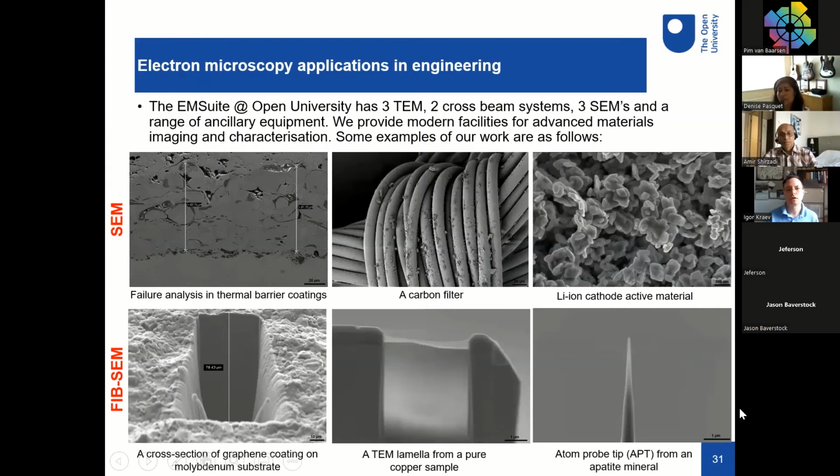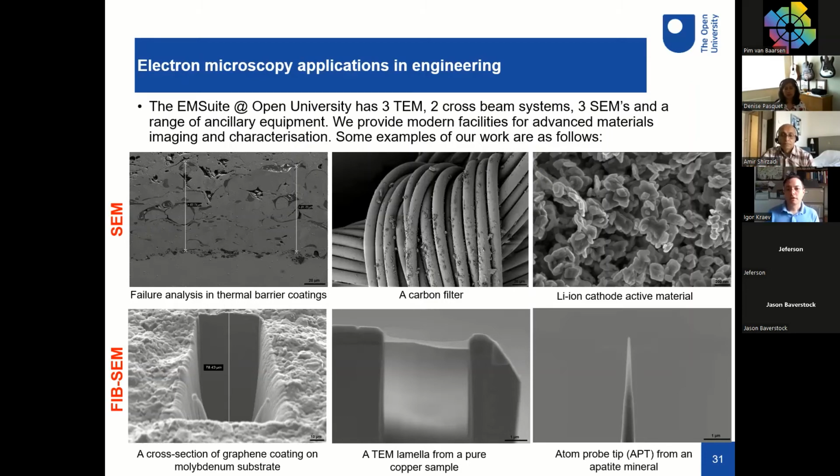Top row shows SEM images of different materials. Top left, failure analysis in thermal barrier coating, top center, carbon filter, low MAC carbon filter image, and top right, high resolution, high magnification image of lithium ion cathode active material. So we can deal with a wide range of materials, preparing them and imaging them for different purposes. Apart from just imaging, we can prepare samples for further analysis.